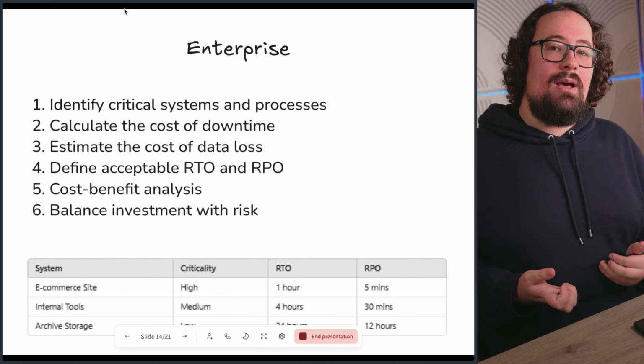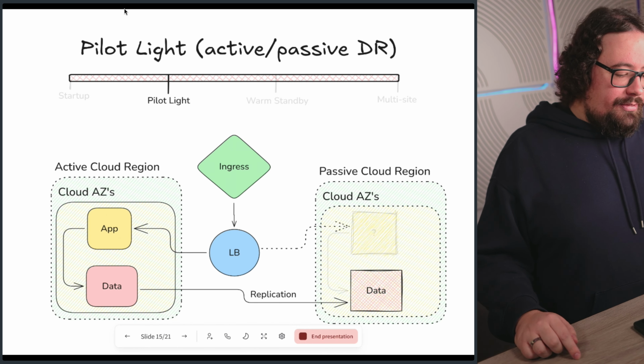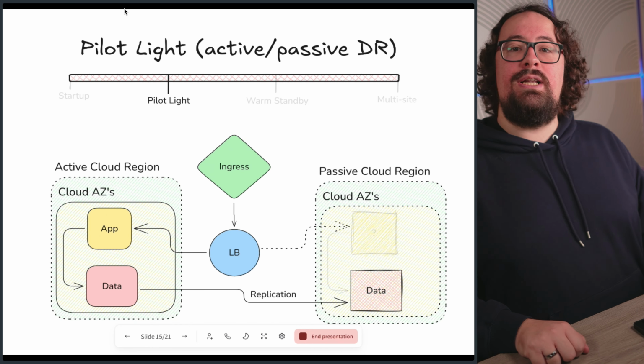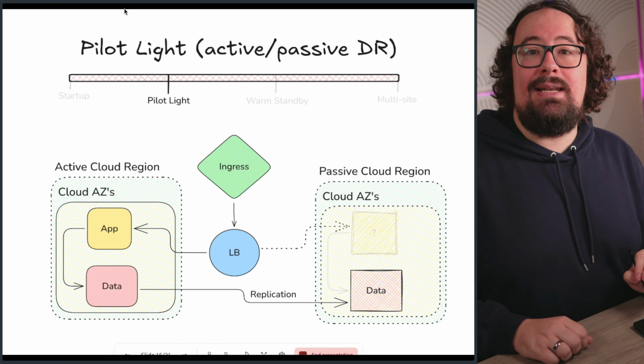And so there always has to be a healthy understanding of risk in your system. So let's talk about these strategies for enterprise. So we're going a bit further. The first one is pilot light.